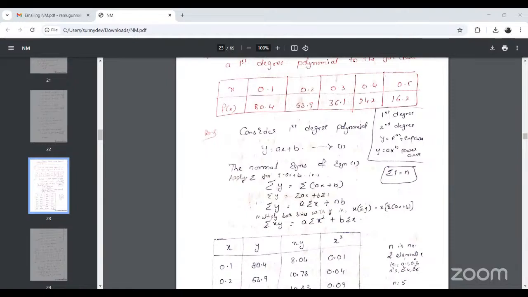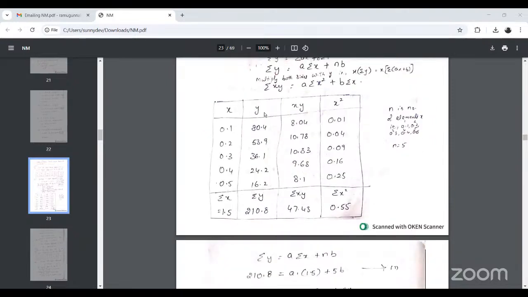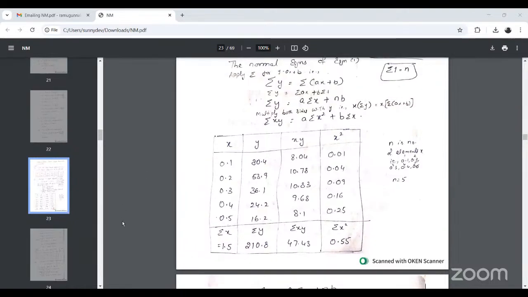Here also we need the calcium. So this is x and y, xy and x square we need. So x values they are given, and this is the y values, and their multiplication, that is xy, and x square. 0.1 into xy 8.4.